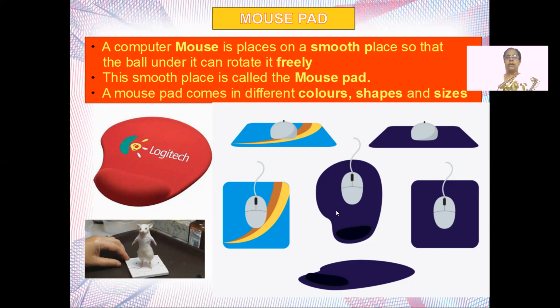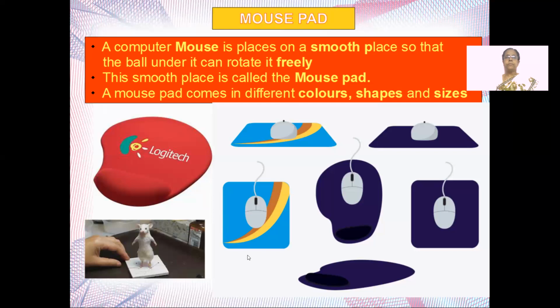What is this called? A mouse pad. A mouse pad comes in different colors, different shapes and different sizes. See, this looks like this, and this is a different color. See, different color and different shape. So different colors, different sizes and different shapes.